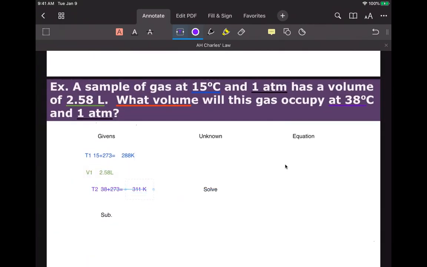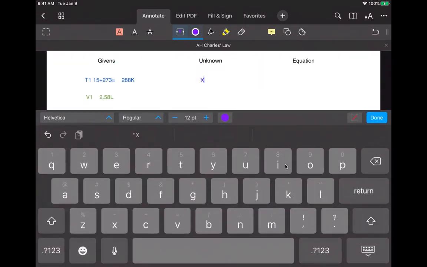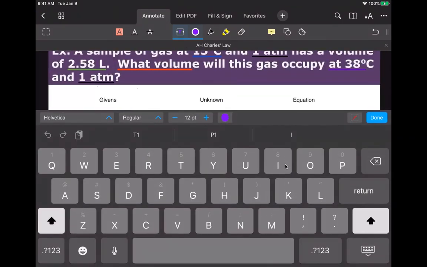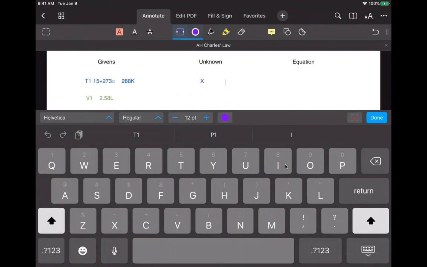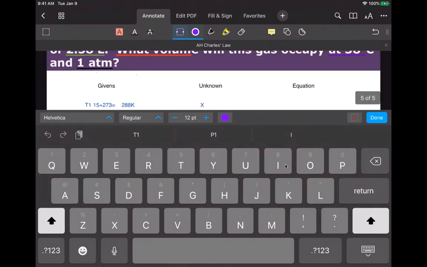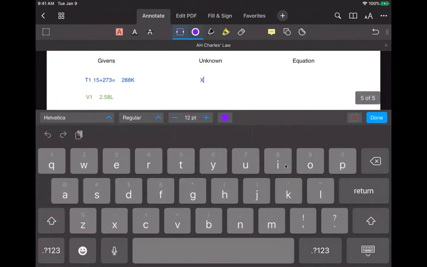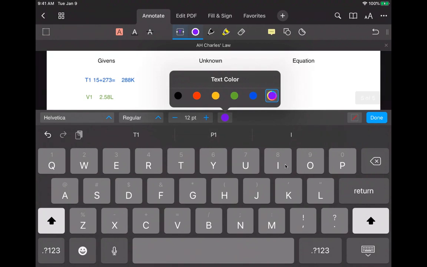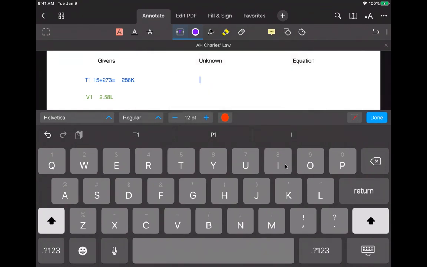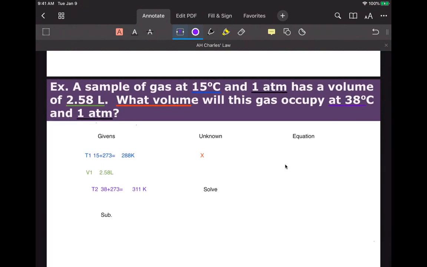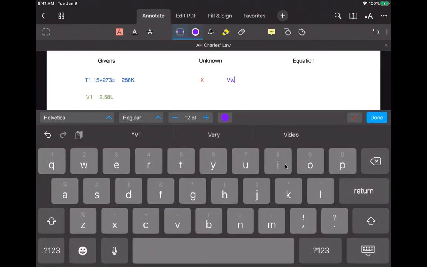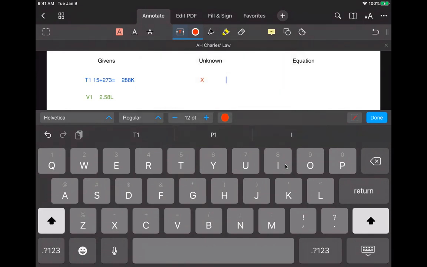Our unknown is easy. Our unknown, we're going to represent with the letter X or a question mark, however you want to do it on your problem. That value ends up being what we're missing. In this case, if I can put this in red, my apologies, X ends up being our V2. Again, got to be red, V2.